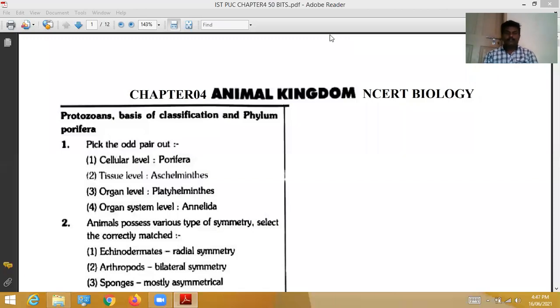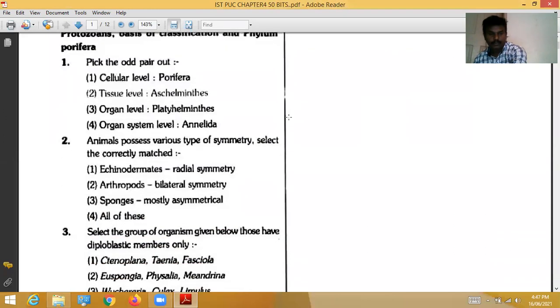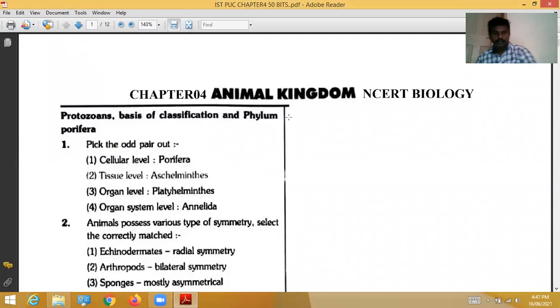Okay, students, welcome back. Next chapter discussion on chapter 4, Animal Kingdom, NCERT Biology. From this chapter, we will discuss objective bits which are related to NEET and CET. So let's start the first bit: protozoans, basis of classification, and phylum Porifera.